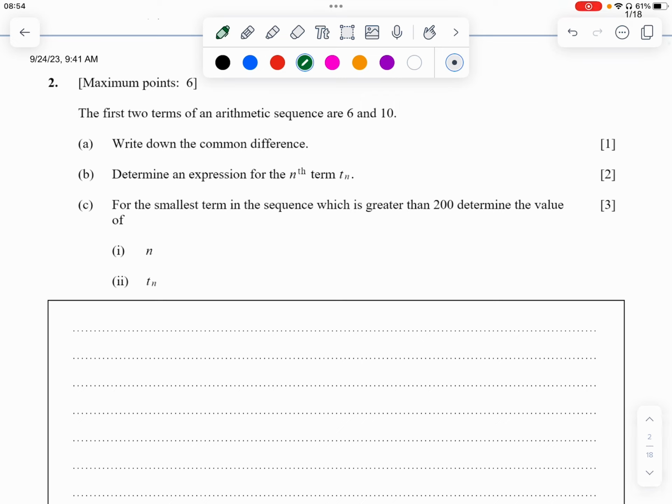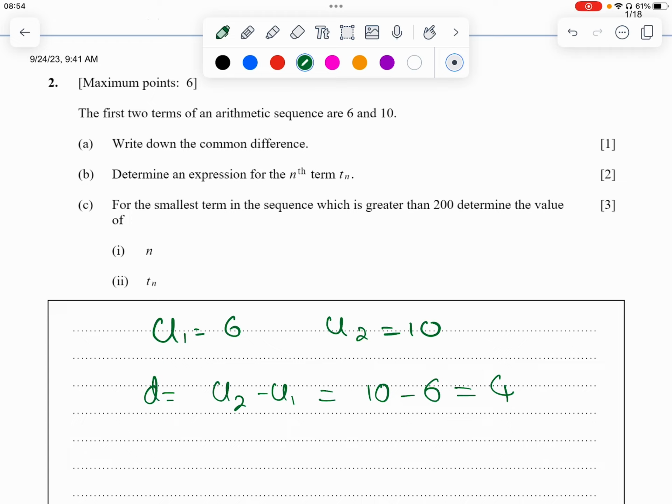Question number 2. He says the first two terms of an arithmetic sequence are 6 and 10. So U1 equals 6, U2 equals 10. Write down the common difference. Common difference is U2 minus U1, which is 10 minus 6, which is 4.